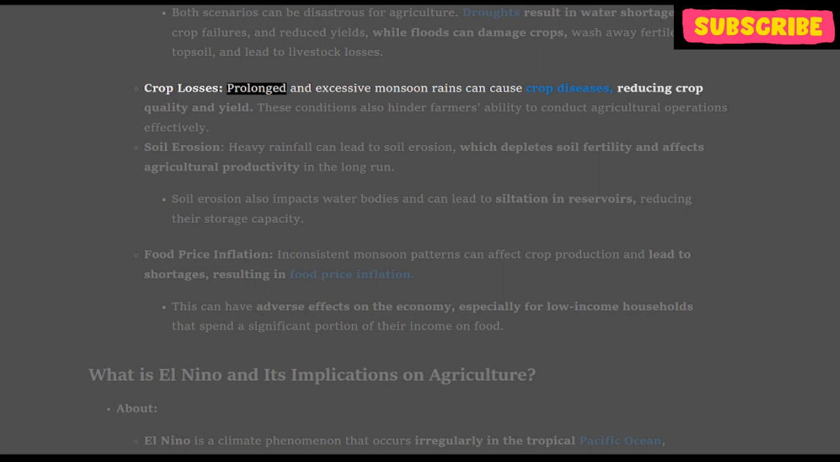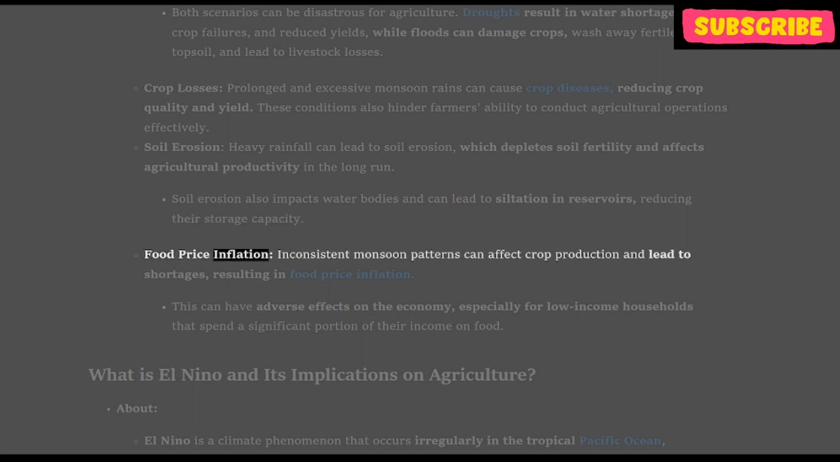Crop losses. Prolonged and excessive monsoon rains can cause crop diseases, reducing crop quality and yield. These conditions also hinder farmers' ability to conduct agricultural operations effectively. Soil erosion. Heavy rainfall can lead to soil erosion, which depletes soil fertility and affects agricultural productivity in the long run. Soil erosion also impacts water bodies and can lead to siltation in reservoirs, reducing their storage capacity.